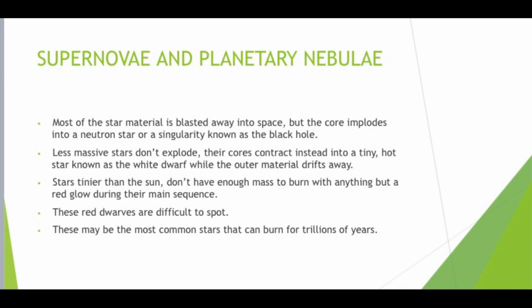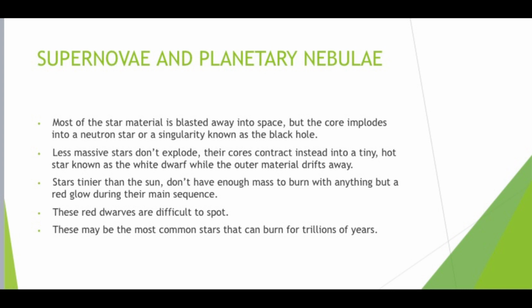And finally, the last stage, which is supernova and planetary nebula. Most of the star material is blasted away into space, but the core implodes into a neutron star or a singularity known as a black hole. Less massive stars don't explode. Their cores contract instead into a tiny hot star known as a white dwarf, while the outer material drifts away.